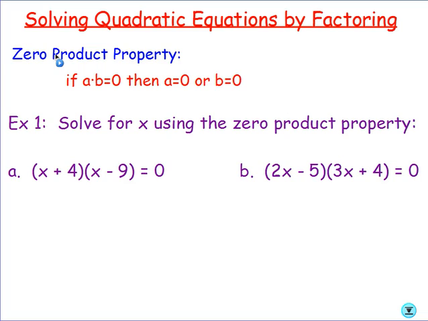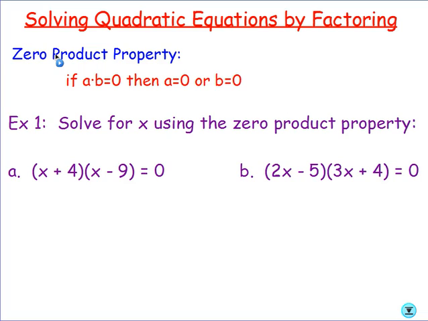It says, if A times B equals 0, then either A must equal 0 or B must equal 0. Now hopefully you're looking at that thinking, well, that makes sense. If I'm multiplying two numbers together and my answer is 0, one of them has to be a 0. So let me show you how that applies to our problems that we've been working on.